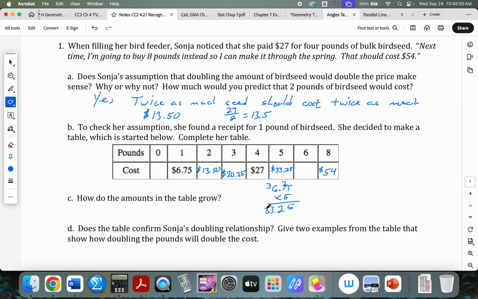Yes, ma'am. Well, if you add the price for 3 and 4, that's going to give you the price for 7 pounds, isn't it? You want to try again? We're looking for 5.